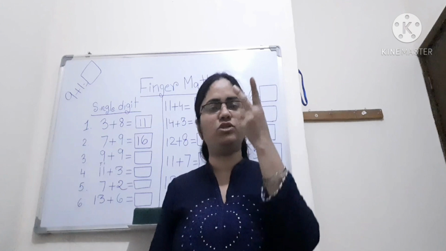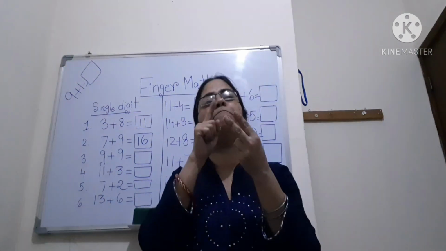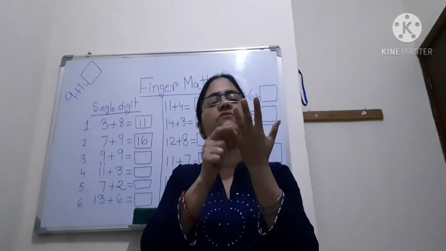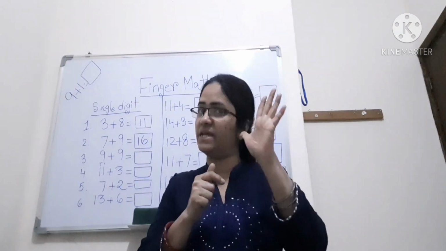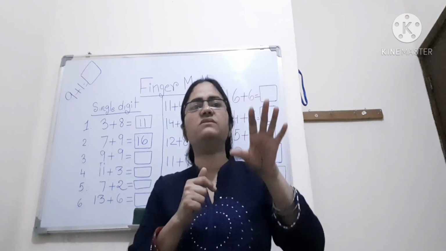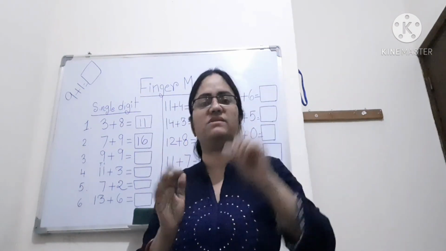That means each finger value on the left hand is 10. So 10, 20, 30, 40, 50, 60, 70, 80, 90. If I open all my fingers of my left hand, what is the value? 90. This is 9 and this is 90.